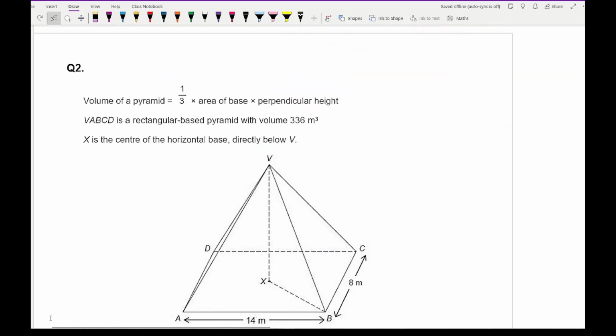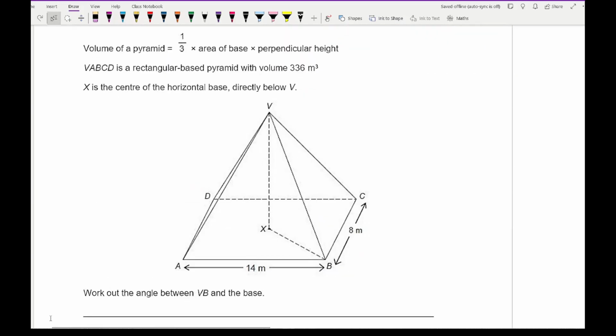Moving on to question 2, it says the volume of a pyramid equals 1/3 times the area of the base times the perpendicular height. And it says VABCD is a rectangular base pyramid with a volume of 336. It says X is the centre of the horizontal base directly below V, and the question is asking us to work out the angle between VB and the base. So the angle they're wanting me to work with is this.